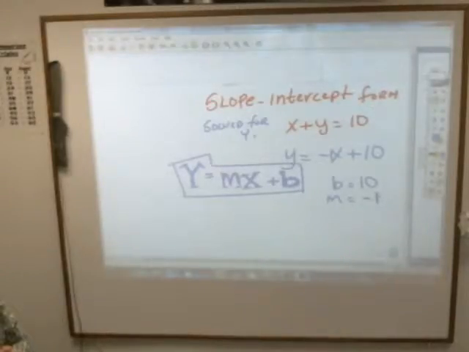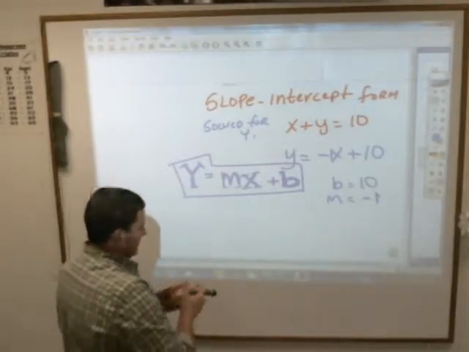Sage, would you ask me that question, please? Why are these numbers so important, and why is it called slope-intercept form?